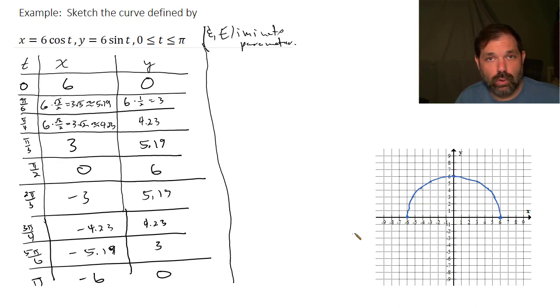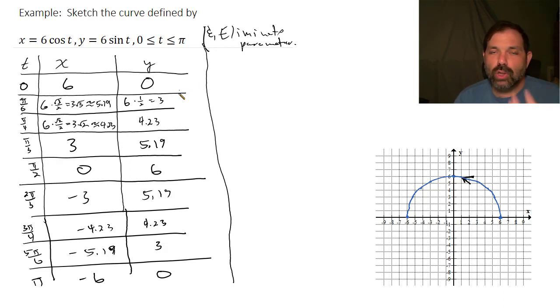It looks like a semicircle, and it is in fact a semicircle. Let's put in our arrow showing the direction. So here's an arrow showing the direction of the curve. And let's eliminate the parameter. Alright, so if x is equal to 6 cosine t, y is equal to 6 sine t, here we have to use a little bit of trickery.